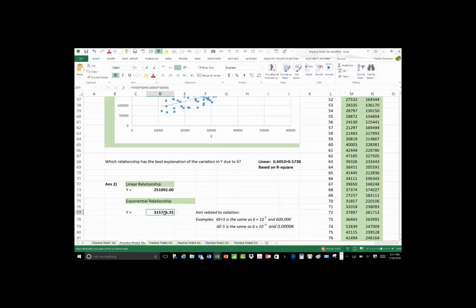If I put those numbers in there, you can see that the calculations give us a predicted 315,755 for 50,000 if you assume the exponential, and 251,092 if you assume the linear relationship. Okay, that's it for problems 1 and 2.